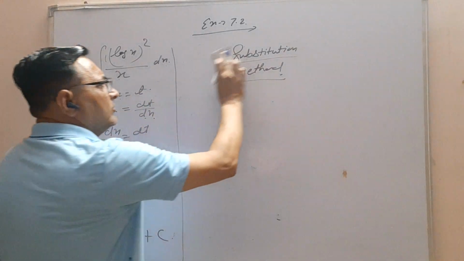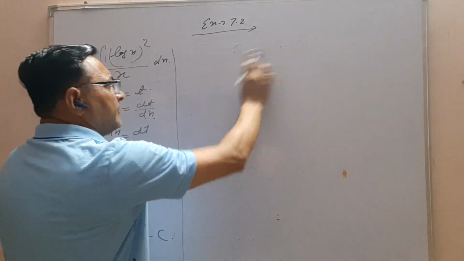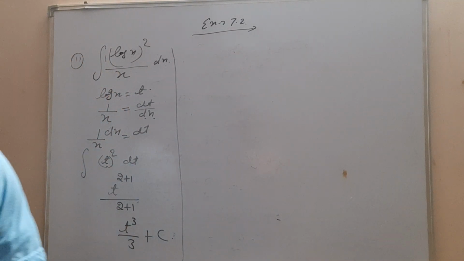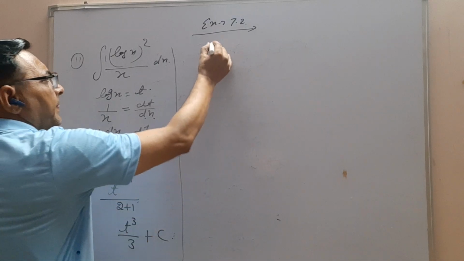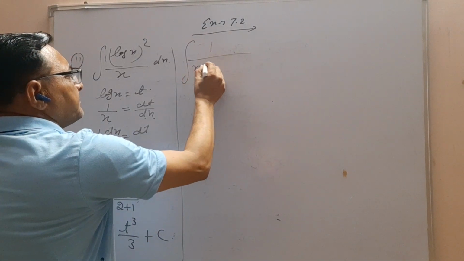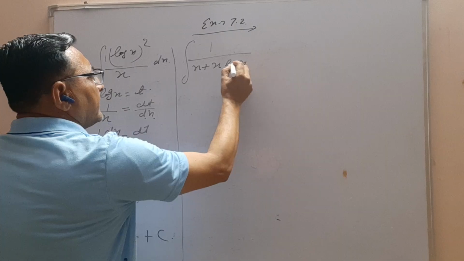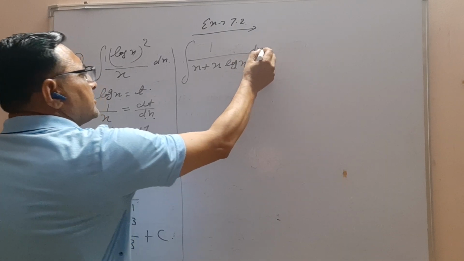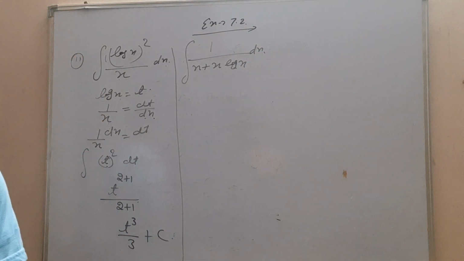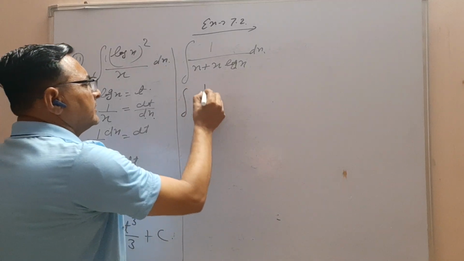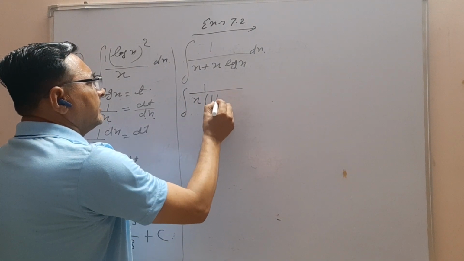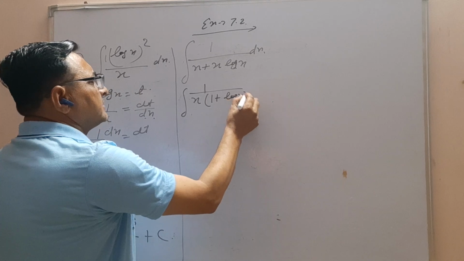Here you have to check the function whose derivative is given to you in the statement. Now the next one is 1 upon x plus x log x. Again, this is the same type of question. What you can do is take x common, and from the denominator it will be 1 plus log of x.